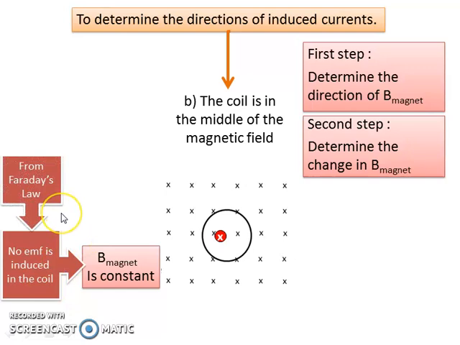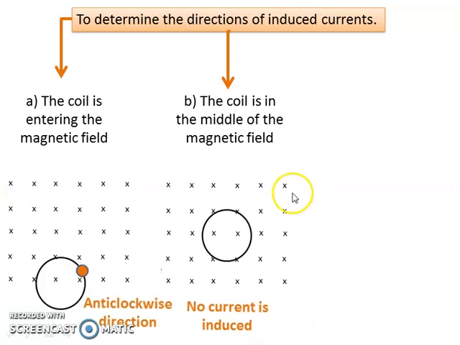When there is no change in the magnetic field, there is no EMF induced in the coil. Faraday's law states that when there is a change in the magnetic flux, EMF will be induced in the coil. But now there is no change in the magnetic flux because the B magnet is constant. Therefore, no EMF is induced in the coil. If there is no EMF induced, no current is induced either. So if the coil is in the middle of the magnetic field, no current will be induced in the coil.